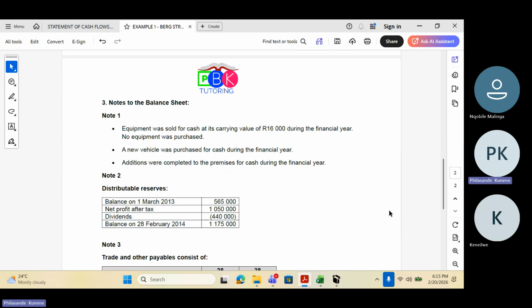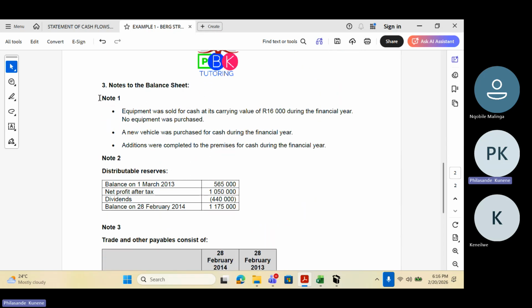Number 3, notes to the balance sheet. They gave us note 1 that we should be aware of, and then they gave us note 2 and note 3. So these are the things they were talking about there on top that we should be looking at when we start answering the question.